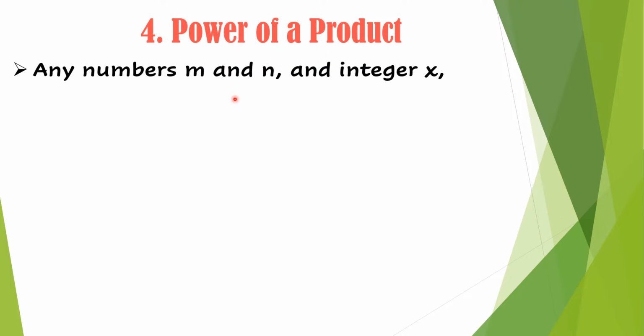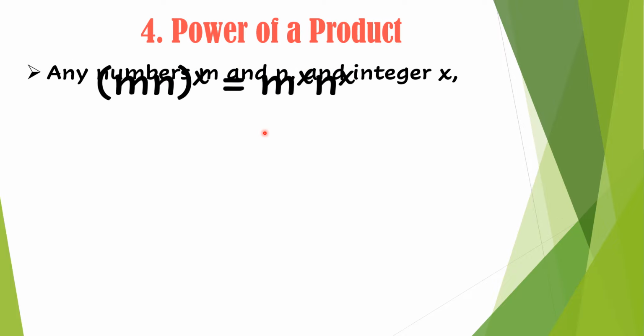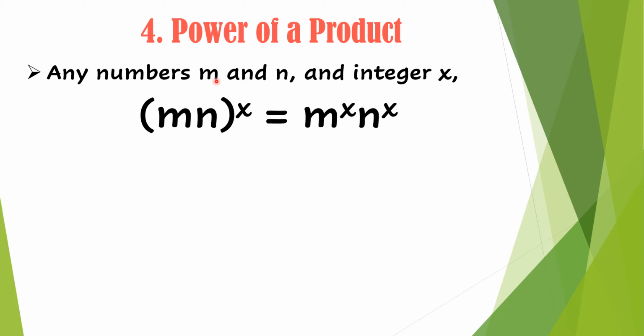Okay, number 4, power of a product. Any numbers m and n and integer x. Okay, so the general formula given the quantity mn raised to x is equal to m raised to x n raised to x. Okay, so para makikita ninyo dito, meron tayong two variables inside this parenthesis and then meron siyang exponent sa labas. So, ang gagawin nyo lang parang dun sa number 3, i-multiply nyo lang ang exponent nila doon sa exponent na nasa labas.